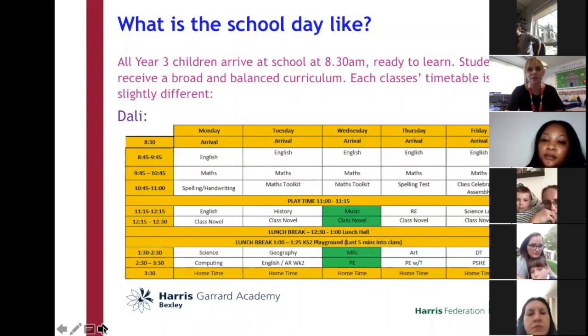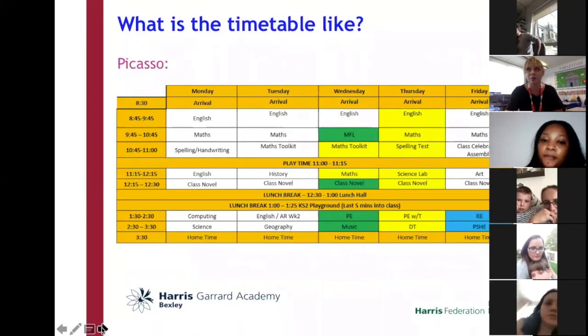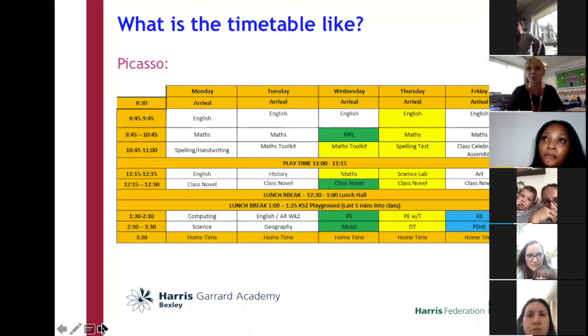This is the Picasso class timetable. It is very similar to Dali class's timetable. As you will see, the main days that they need to remember things will be for a Wednesday when they've got PE and Thursday when they have PE. And that is the same for Dali class, sorry.